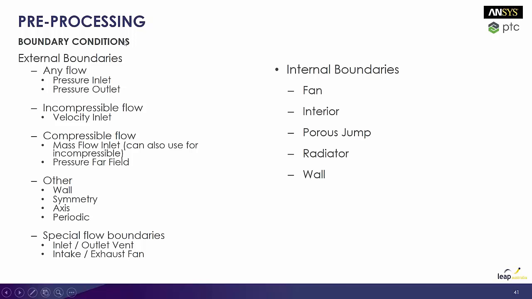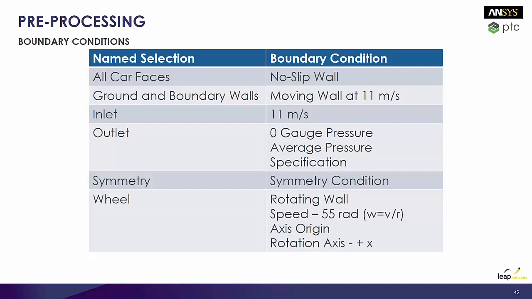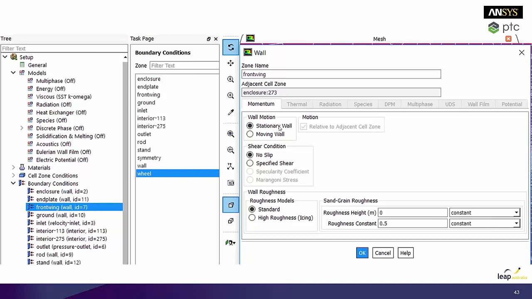So again, when it comes to the pre-processing side of things, we've got the boundary conditions. There are many different boundary conditions that we can use, but we'll be focusing on the velocity inlet and the pressure outlets. We've got a couple of the boundary conditions named out, and I'll go straight into the actual setting up the boundary conditions again.